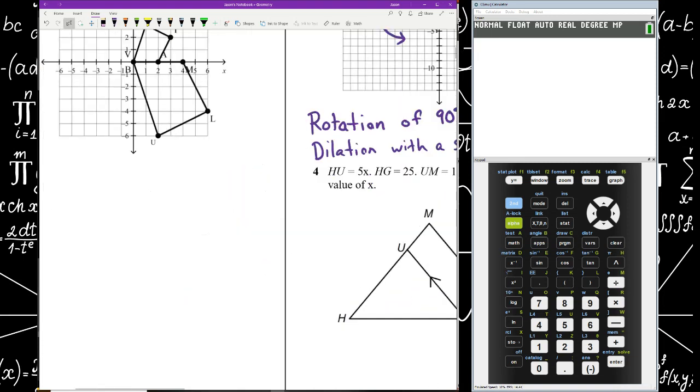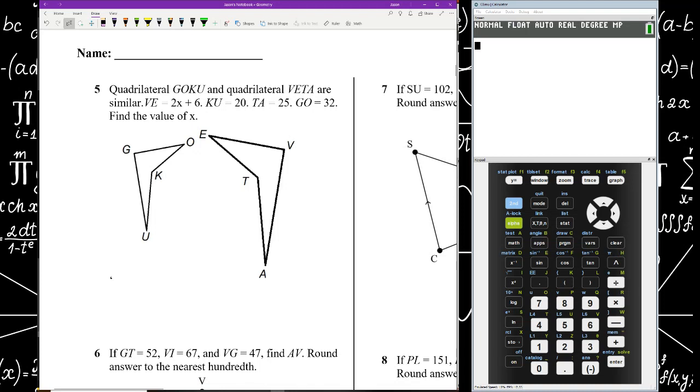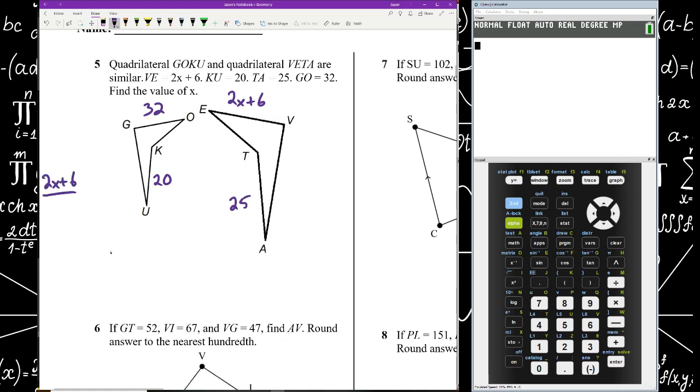Moving on, we're going to now look at number 5. We're told quadrilateral GOKU and quadrilateral VETA are similar, with VE is 2x plus 6, KU is 20, TA is 25, GO is 32. Okay, so this is just a similarity problem. Since they said it's similar, we're going to set up a ratio where we're going to put 2x plus 6 over either 25 or 32. I'm going to pick 25.